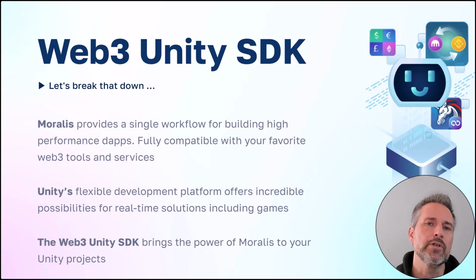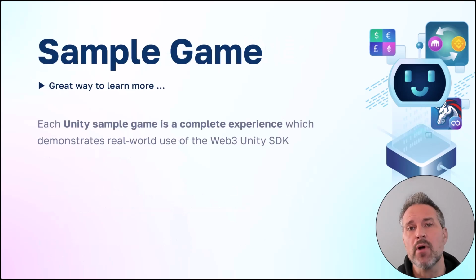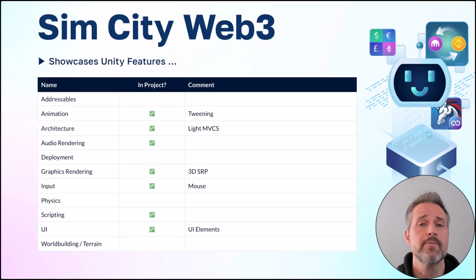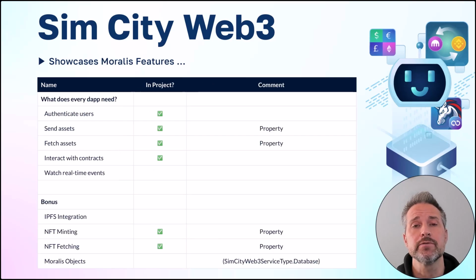Let's recap what we've learned today. Moralis offers an SDK specifically for Unity that allows you to bring the best of Web3 into the Unity game engine. We see that sample game projects are complete experiences and they're a great way to learn Moralis functionality. This sample project allows us to explore a map and also to interact with contracts to do buying and selling of properties. The game showcases Unity features as well as Moralis features.